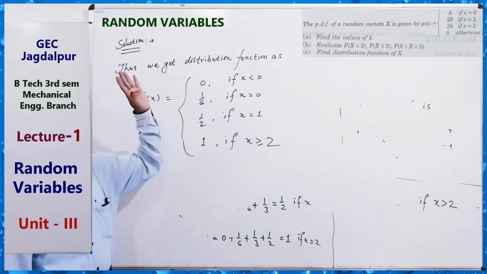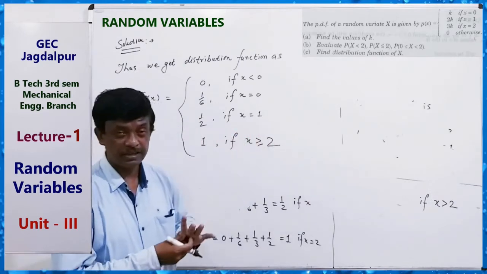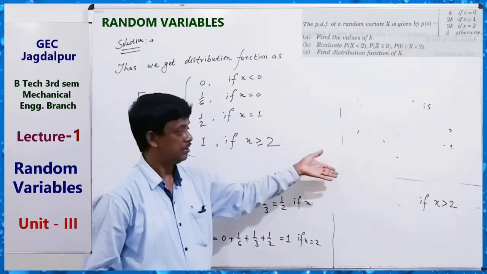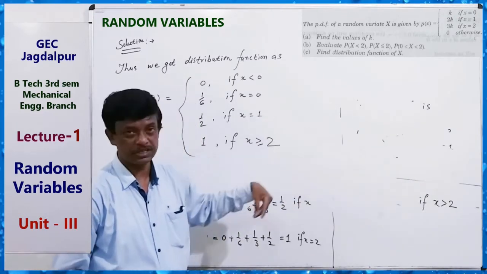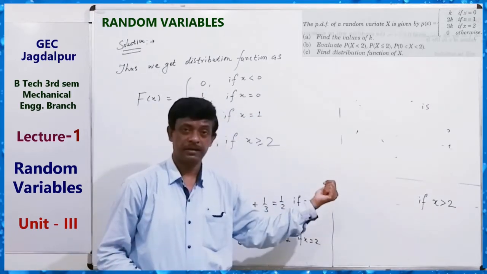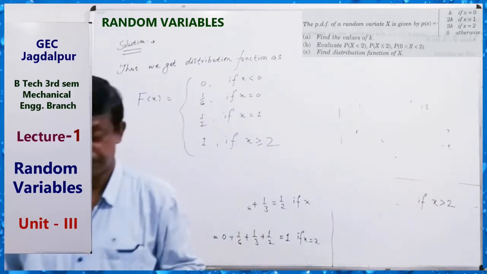Clear? So by using properties of the probability density function, we can get the distribution function and the PDF completely, by finding the values of constants using total probability 1 and probabilities greater than or equal to 0. Okay.